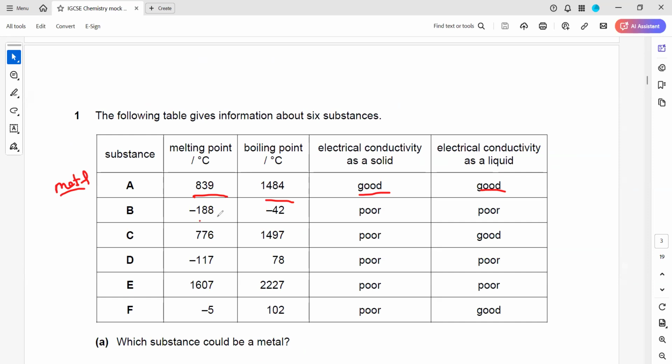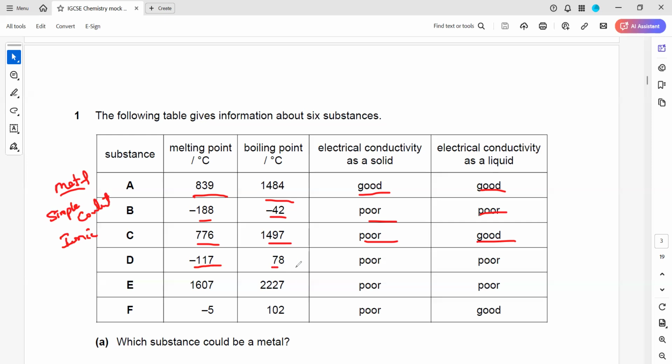The second substance has a low melting point, low boiling point, poor conductivity. So we can say it is a simple covalent compound. The third one: high melting point, high boiling point, does not conduct electricity in solid, but does conduct electricity in a molten or aqueous state. So it's written in a liquid state. What does this give an indication of? This gives an indication it's an ionic compound.